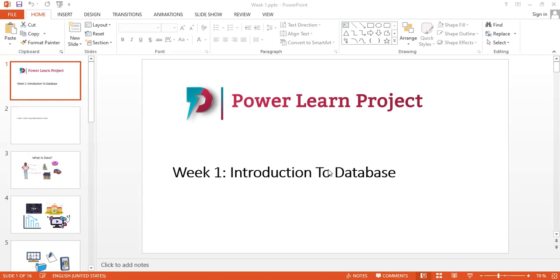We are going to look at an introduction to database. And the first thing that we are going to look at is defining what is data.